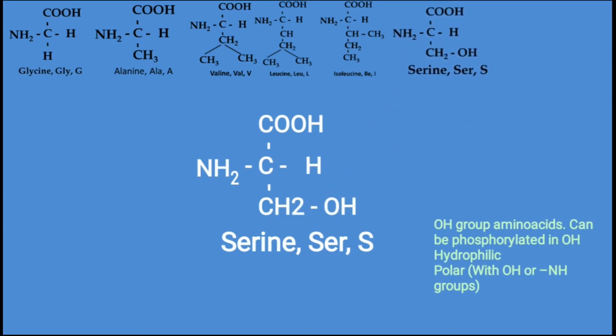Since it contains an OH group, it is highly suitable for phosphorylation. It can accept phosphate molecules, so it is called a phosphorylating amino acid that plays a major role in the conformational changes of proteins or peptide molecules in biological function. It is hydrophilic and polar in nature.